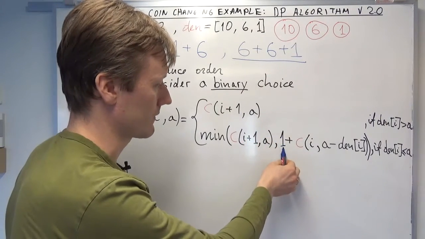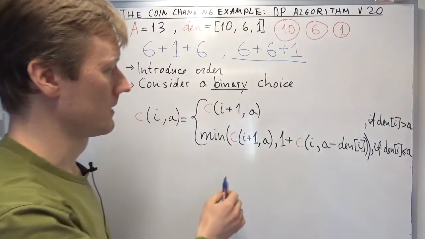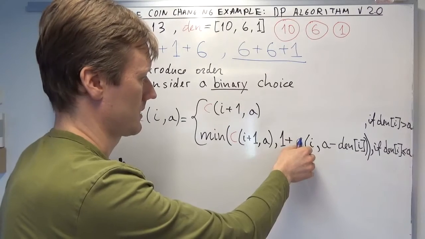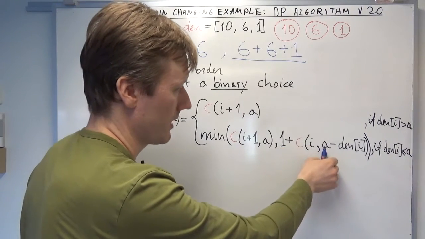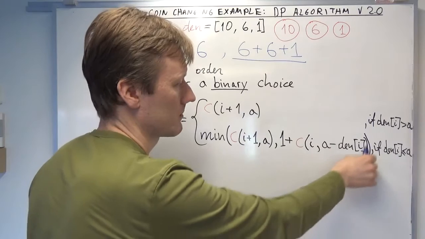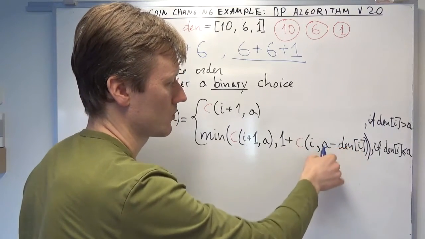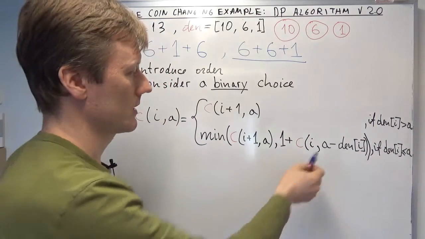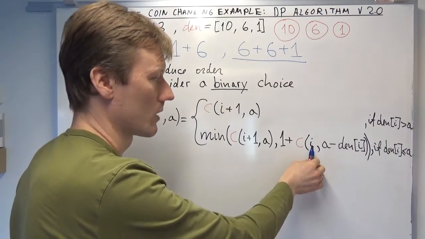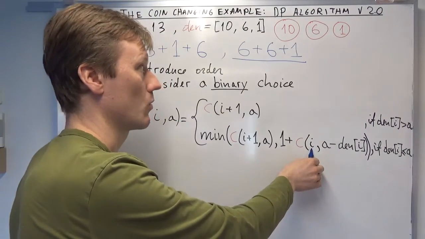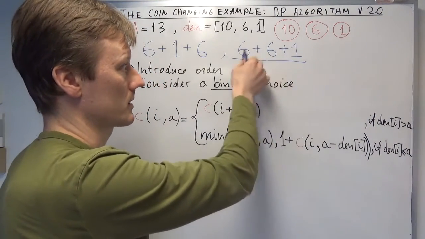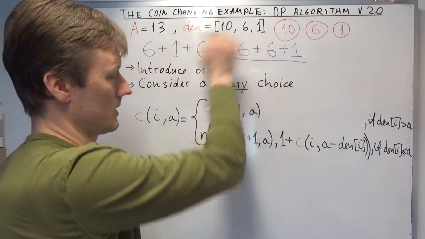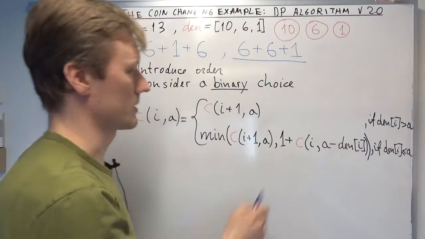So we take the coin of that denomination, we count 1, and then we solve the problem where we have to change a minus d_i amount, because we just used that coin. So we reduce the amount of money we need to change by the value of that coin, and we still want to be able to consider that coin one more time. Like in this case, we picked 6 2 times. So we do not move the index in the denomination array. We still have the same i.